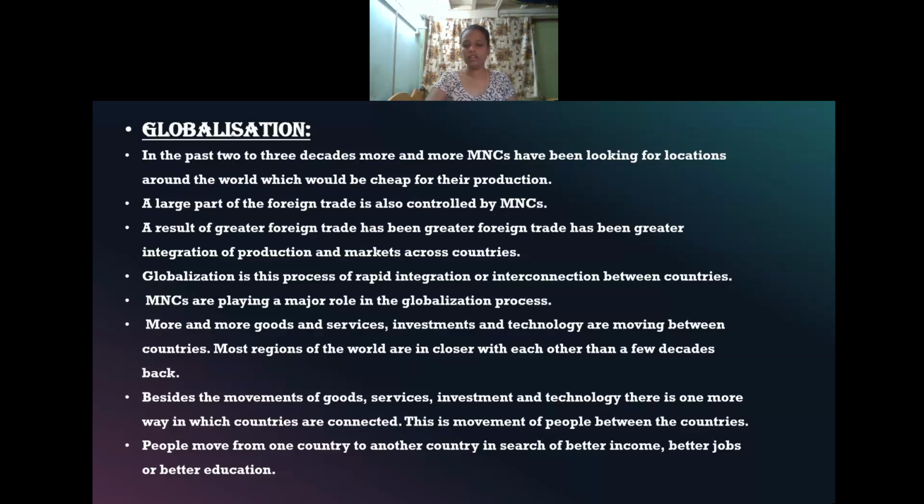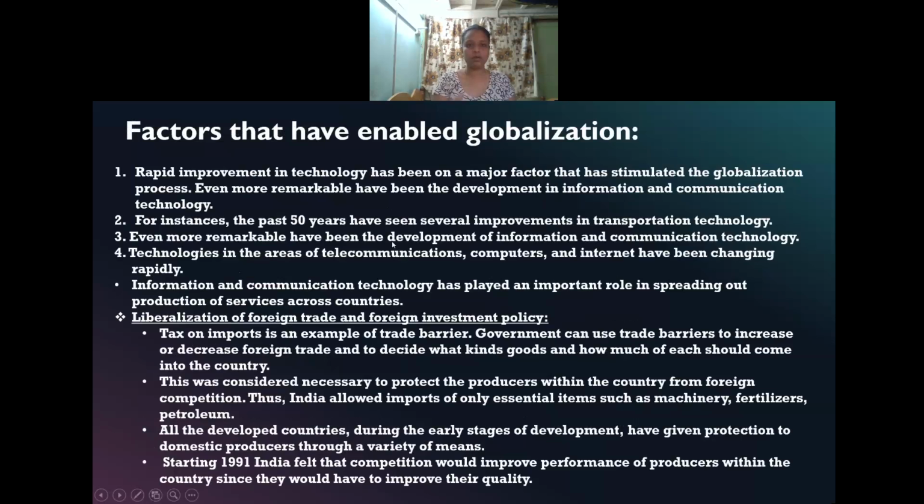So, what are the factors? Next, moving further, we are going to understand the factors which enabled globalization, the concept of globalization that was implemented. According to that, the first one is technology.